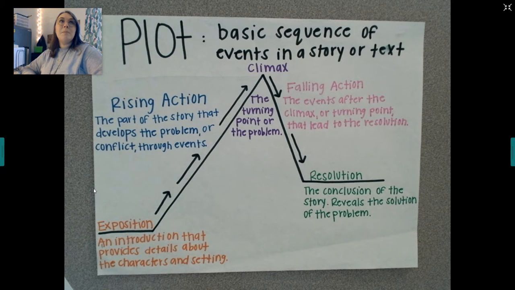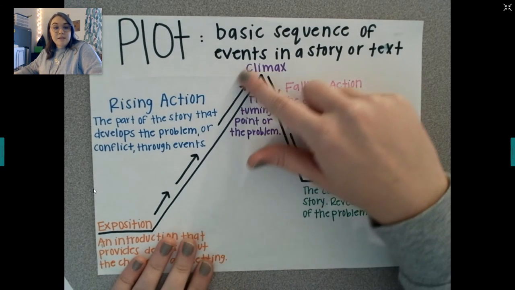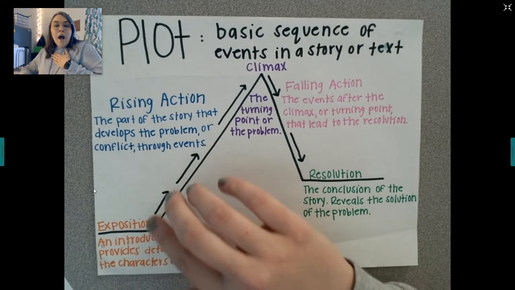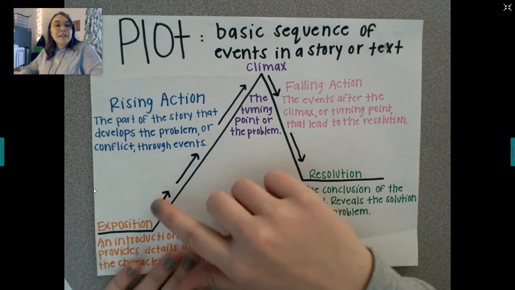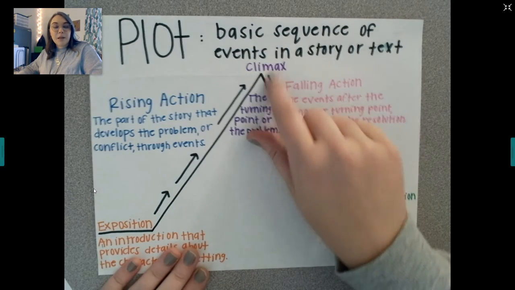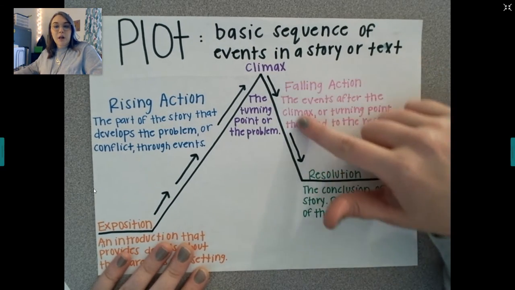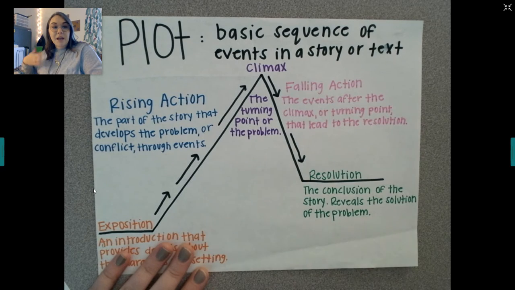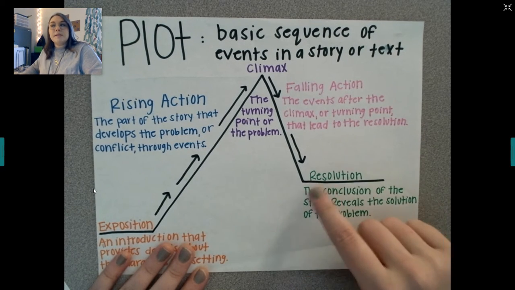Plot is the basic sequence of events in a story or a text. We would start off, the story is going to introduce you to the characters and the setting. And then it's going to show you the rising action, and that is the events that lead you to the climax, which is the problem. And then you have your falling action, and those are the events that happen after your climax or your turning point in the story that lead you to your resolution.